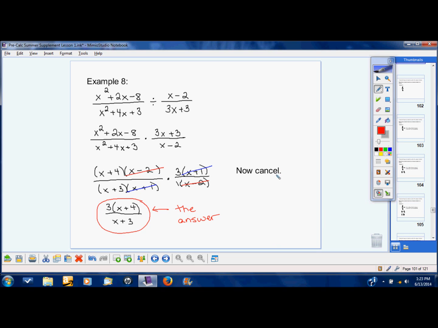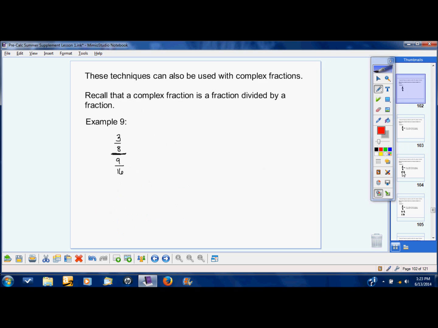Okay, we're moving along very well in this lesson. We need to now take a look at complex fractions. A complex fraction is a fraction divided by a fraction. This is the simplest type of complex fraction, if you can have a simple complex, but that's what it is. So you've got 3/8 over another fraction 9/16. We don't like to see it in that form, so it's going to have to be solved.